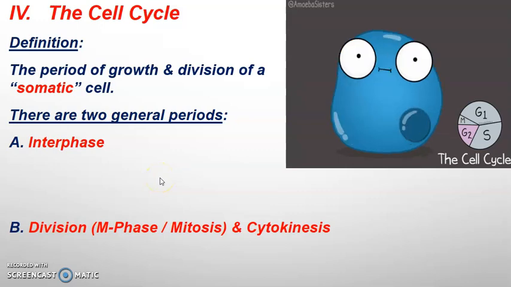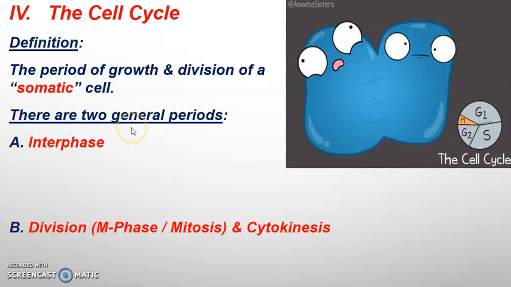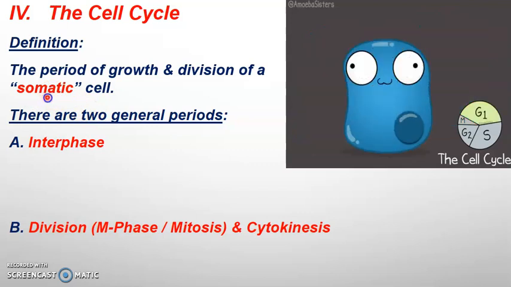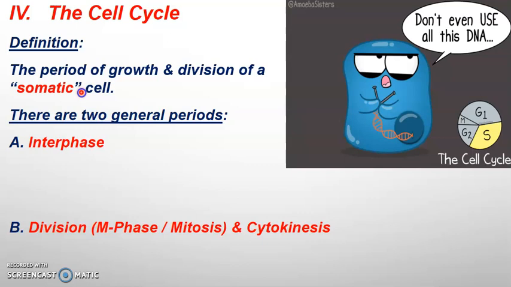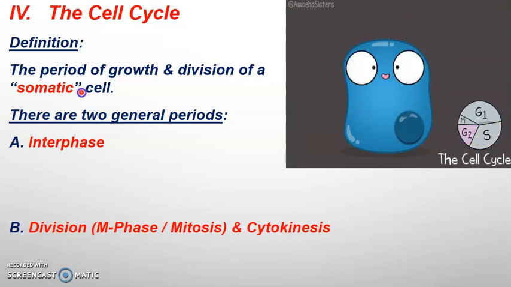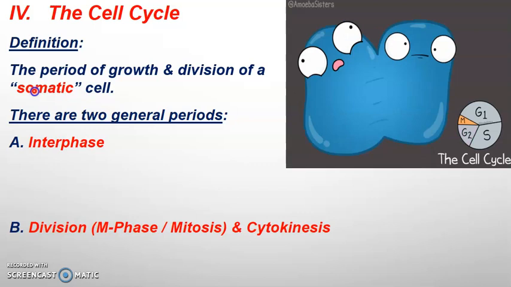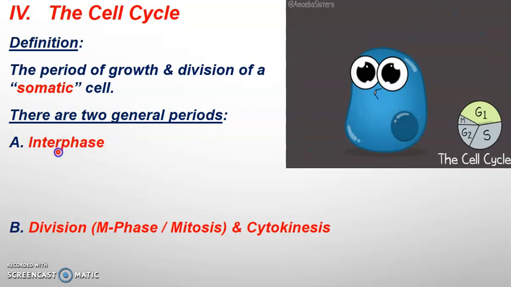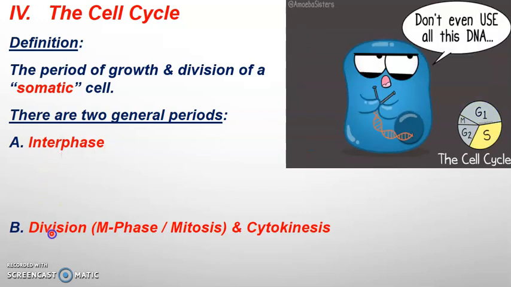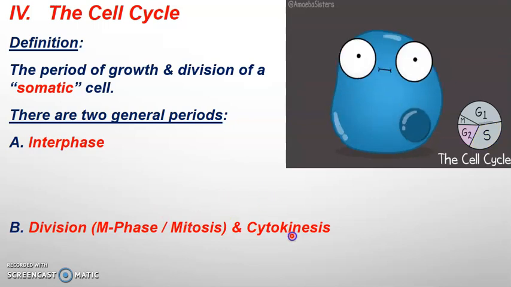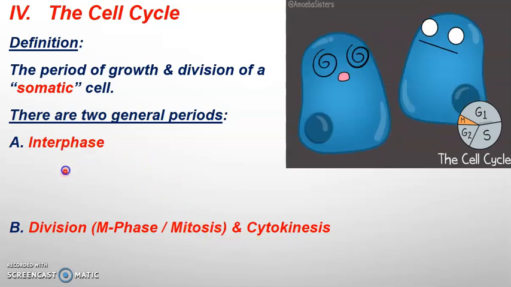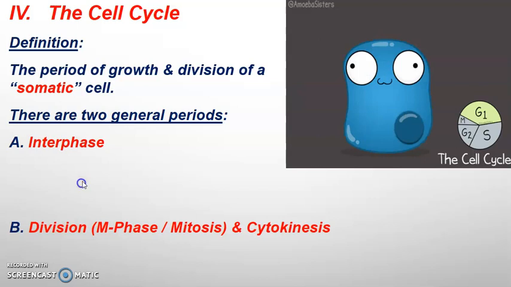So the definition of the cell cycle refers to the period of growth and division of, remember from our last lecture video, a somatic cell. That's any cell in your body that's not a sperm or egg cell. The lifespan of a somatic cell is classified into two general periods: interphase, and then the actual division phase, which is made up of both mitosis and the last part of division referred to as cytokinesis. In this video we're going to focus more on interphase and all its smaller components.